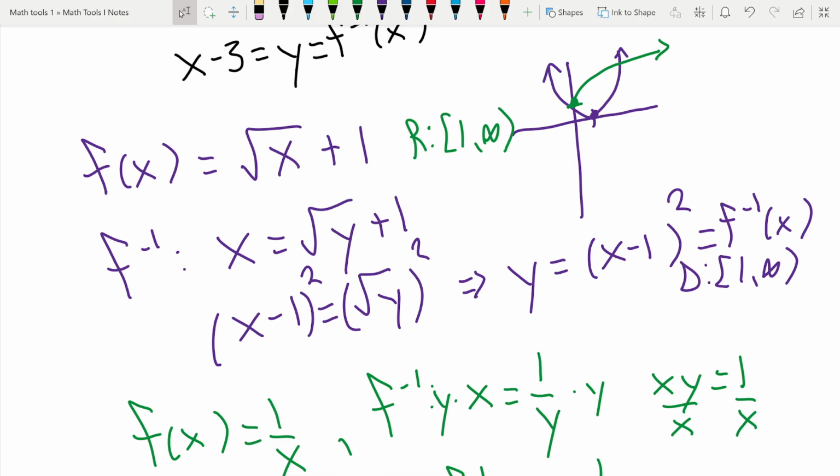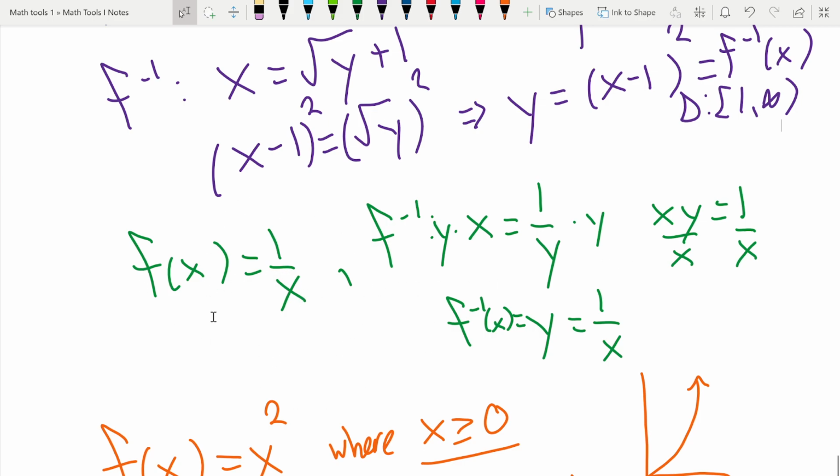So if the domain or the range is anything other than all real numbers, we're going to need to specify this with the inverse, because the domain and range are flipping. If the range is limited to 1 and up, it means the domain is limited on the inverse, right, or vice versa. So we really need to specify these as we go if it's anything other than all real numbers. Okay.